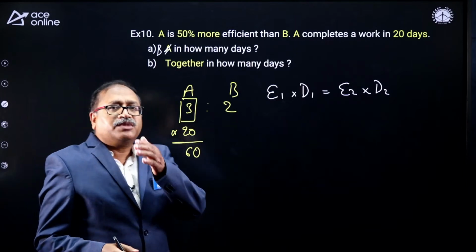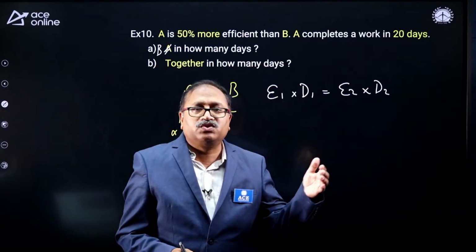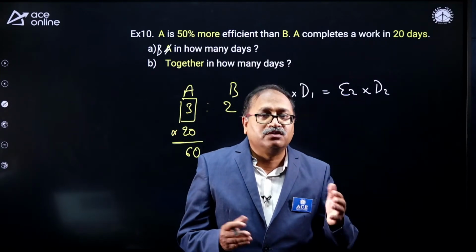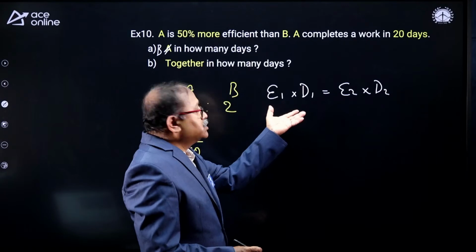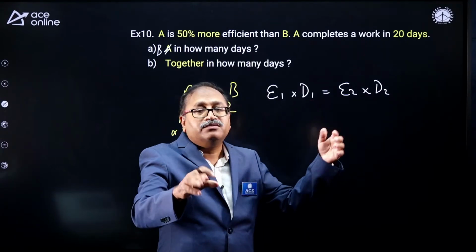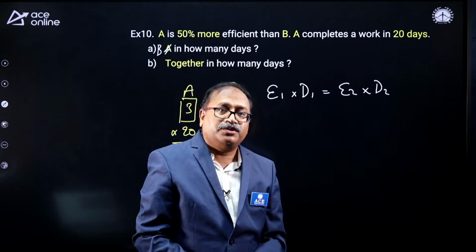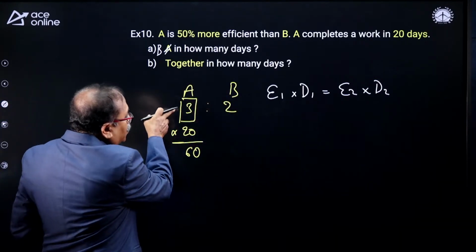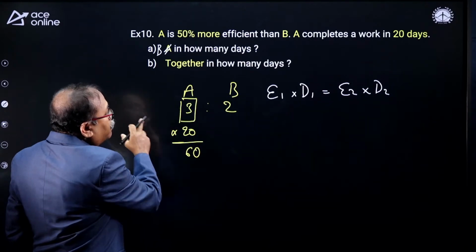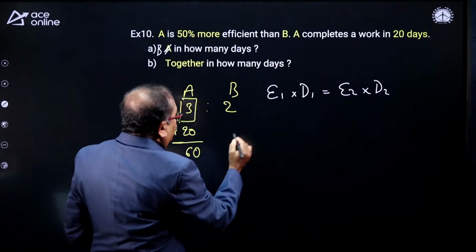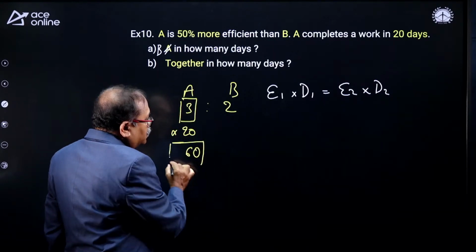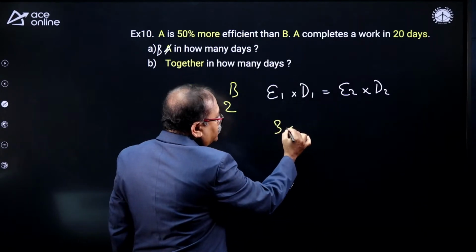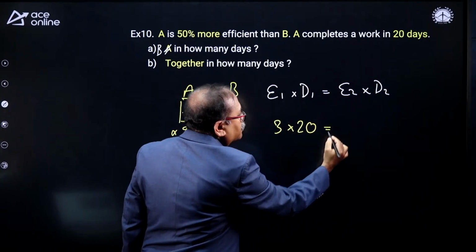So remember that something like M1 into D1 into H1 by work 1 is equal to M2 into D2 into H2 by work 2. The formula is there. The same way we use this one, efficiency 1 into D1, which is equal to efficiency 2 into D2. Then how do we use this formula over here? When the efficiency is 3, the number of days is 20. So even without using this figure, when the efficiency is 3, the number of days is 20. Efficiency 3, number of days 20.